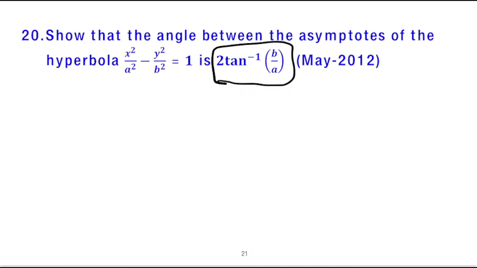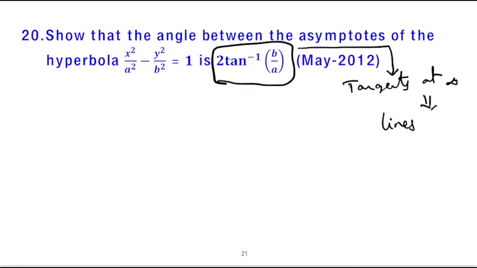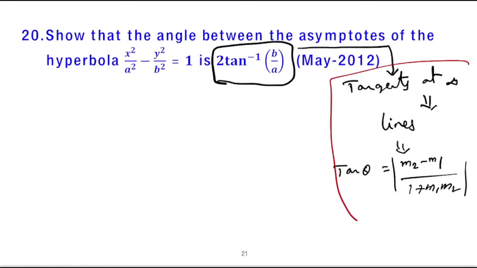See, first of all you should know what is an asymptote. Asymptotes are nothing but tangents at infinity. Tangents are nothing but lines. So you are going to find the angle between two lines. Do you remember the formula for the angle between two lines? Tan theta is (m2 minus m1) by (1 plus m1 m2). This is the total story behind this question. Here they are asking to find the angle between the asymptotes of this hyperbola.